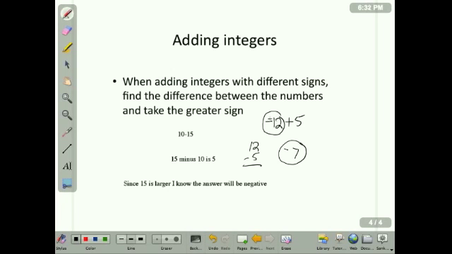Again, you can always use the analogy starting at the negative 12th floor. I'm going to go up 5 floors, and I'll end up at the negative 7th floor. It also works on a number line. Here's my 0. Here's my negative 12. That's where I'm going to start, and in this case I'm going to move to my right 5 units, and I'm going to end up at negative 7.